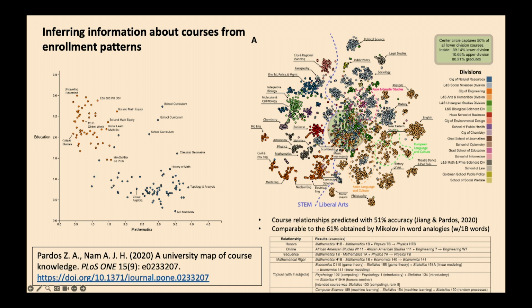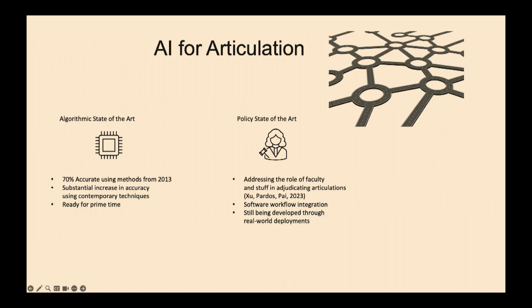that documents all the plethora of information you can infer about a course just by knowing which students have taken it over the last 5 years. So I think right now, in terms of the algorithmic state of the art, AI articulation is ready to go. But in terms of the policy state of the art, which is where you all can be perhaps thinking, it's not quite ready, because what's the role of faculty and staff of adjudicating algorithmic articulations?